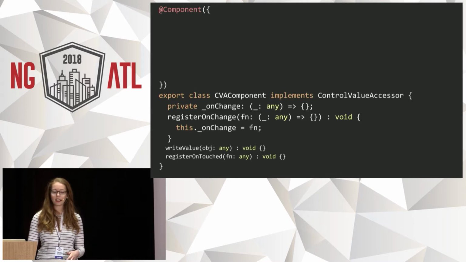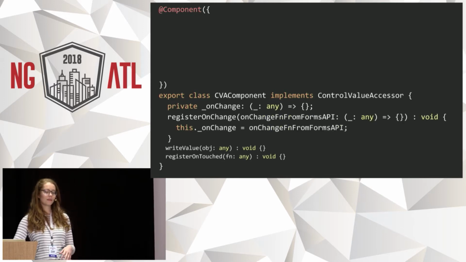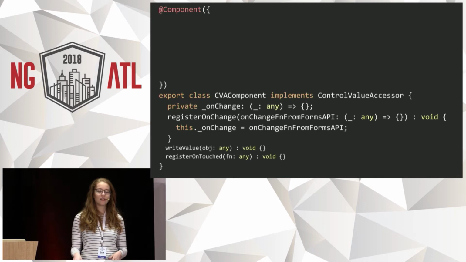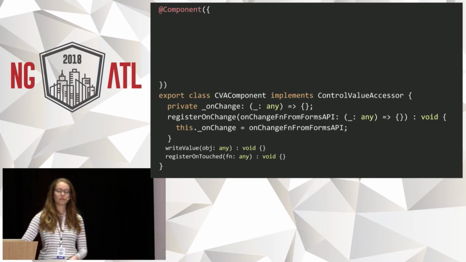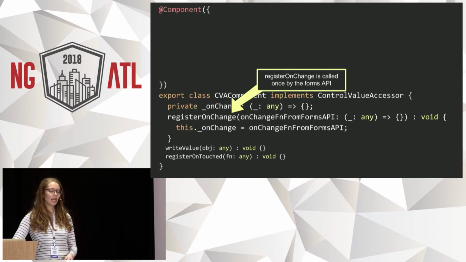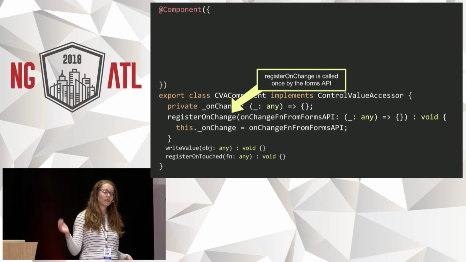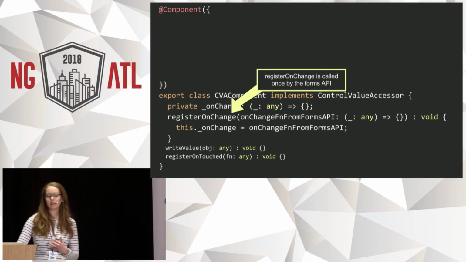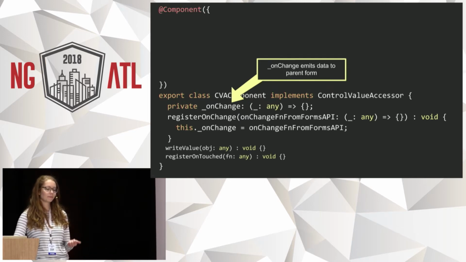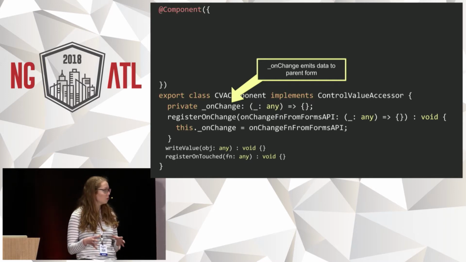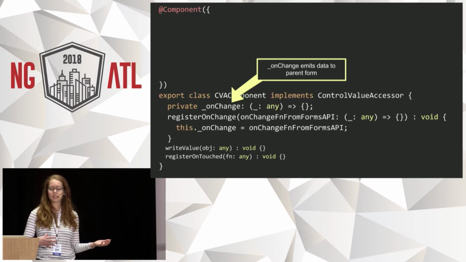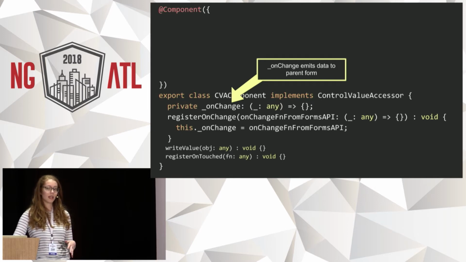The register on change function confuses me, so I've renamed some of it to hopefully make more sense. You're passed in a function from the Forms API, and it's called once. When the Forms API recognizes that it's inside of a form group and sees that there's a control value accessor, it'll come in and say, hey, here's a function. Then within your register on change, you say, let me save that locally, and that's how I'm going to emit data. That takes the logic about how to pass inputs and outputs out of your hands, and the Forms API handles it.